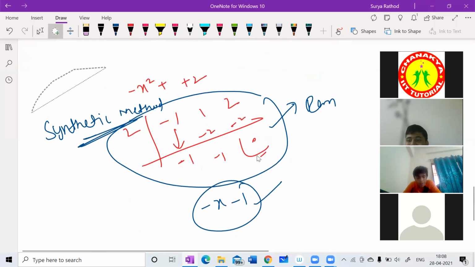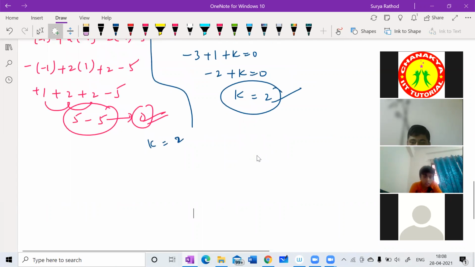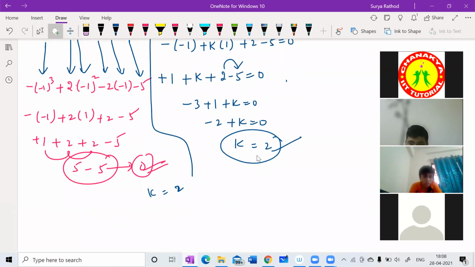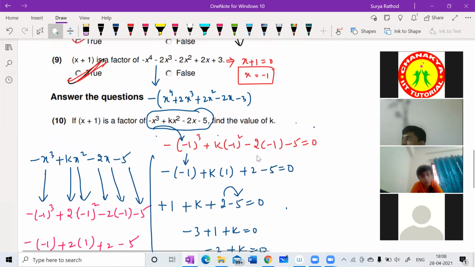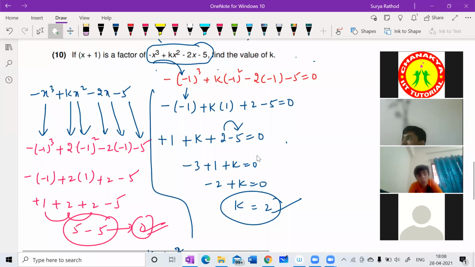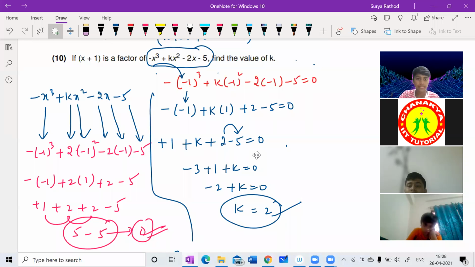Someone was asking, sir, why can't we find the k value by using synthetic method? Let us try that. If you are using the synthetic method, what will happen? You will get some quotient in terms of k, so that is not going to be possible. First, let us find out the value of k. Substitute the value of k in the given polynomial, then you go for the synthetic method. It will be very easy.